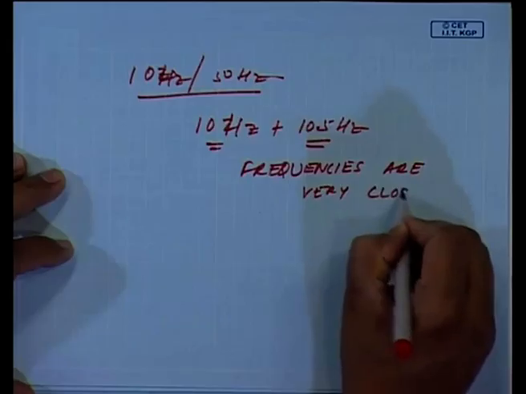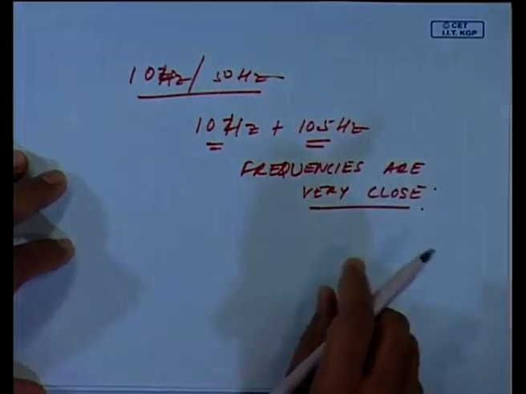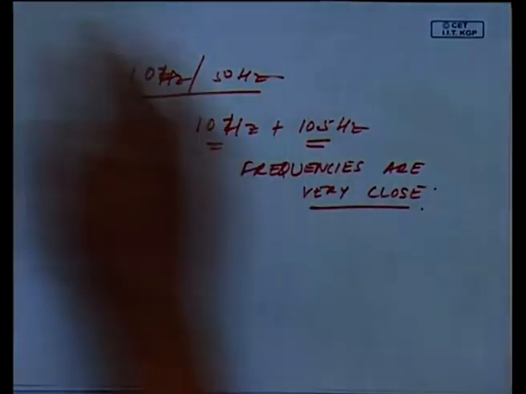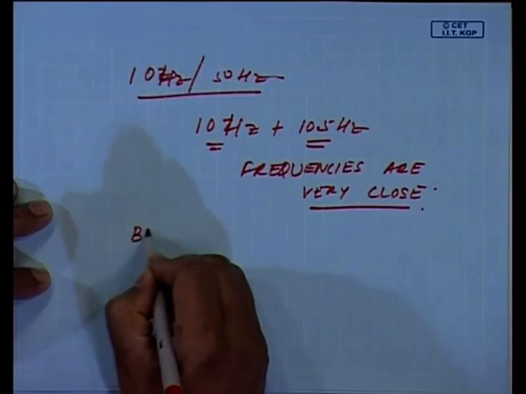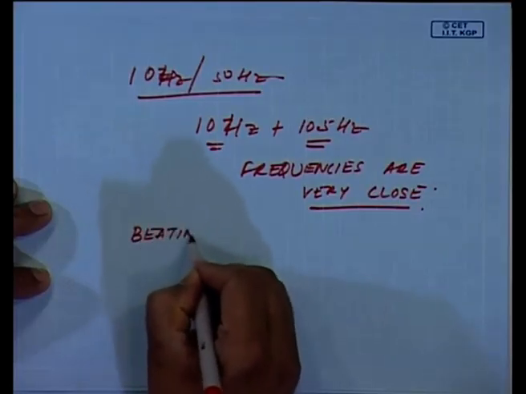Very close. Then what happens when the frequencies are close? A phenomenon occurs where the resultant amplitude looks something like this. That is, the amplitude suddenly increases, decreases, okay, and this is known as the signals beating, or the beat phenomenon.